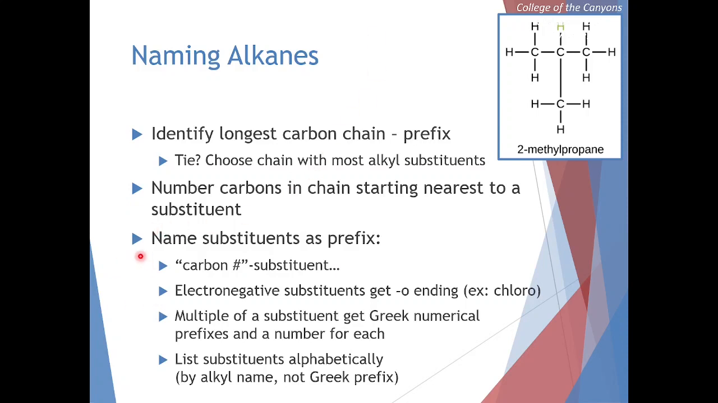And then, okay, we want to identify what groups are attached to our chain and where they are. We have a couple of different types of groups. We can have electronegative substituents, right? Something like a halogen: chlorine, fluorine, or bromine. Just change the ending to an O, and that is our halogen attached to the carbon chain. Chlorine becomes chloro. Fluorine becomes fluoro.